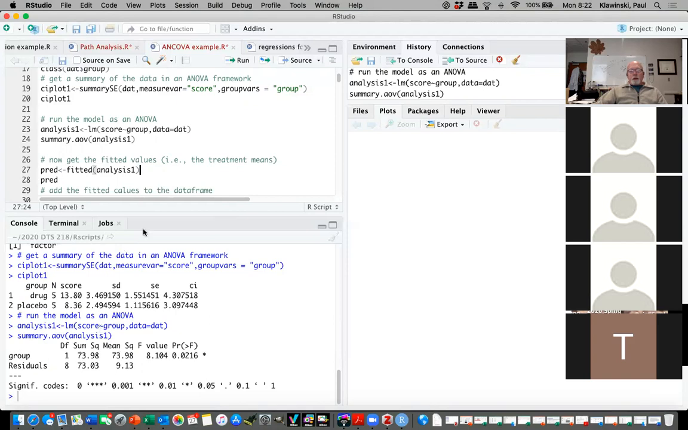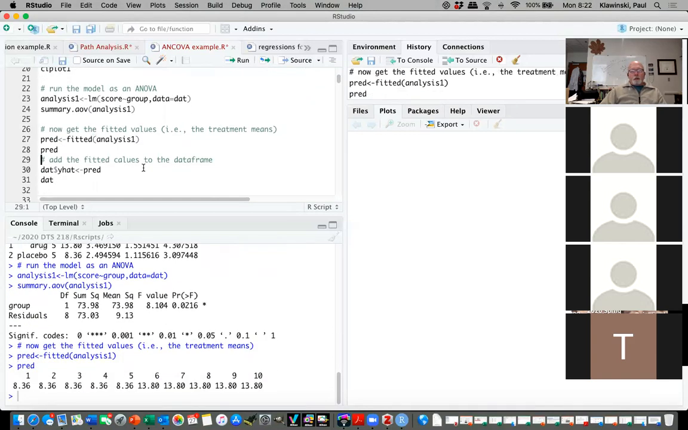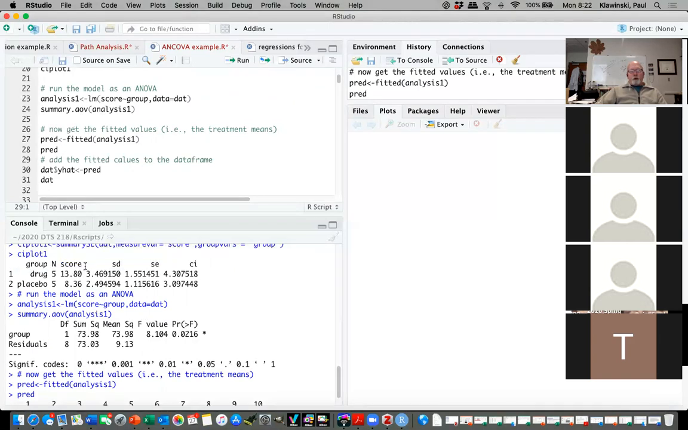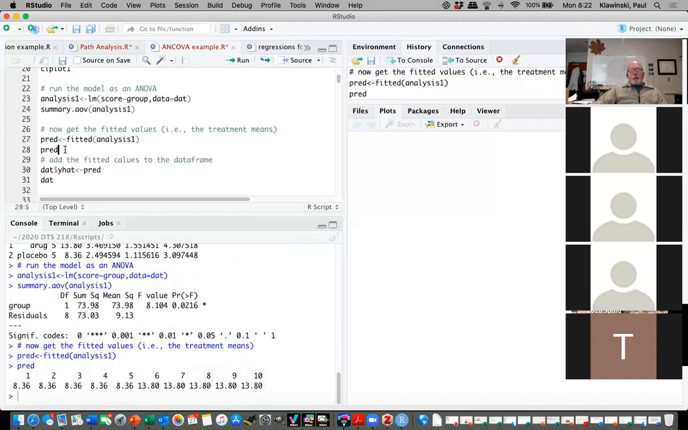Well, the means are right there, but we can also use our analysis tools, and we can get what the fitted values are. And the fitted values in this case are just the means. They're the predicted values. That's 8.36 for the placebo and 13.8 for the drug.